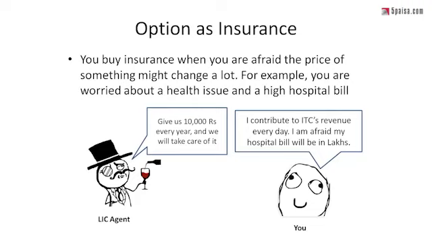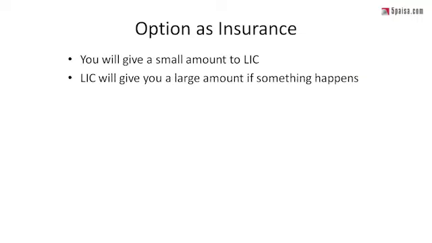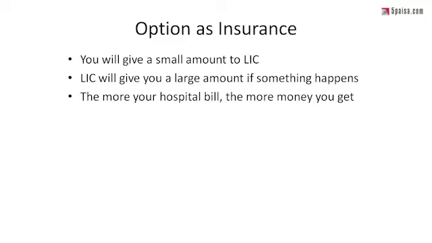You are the option buyer here because you are buying an option on your hospital bill, whereas this LIC agent is the option seller here. He's trying to sell you insurance on your hospital bill. So the LIC agent is the option seller. You are the option buyer, right? Basically you give a very small amount to LIC. That is what is happening as an option buyer, and LIC will give you a large amount if something happens, right? Hopefully nothing will happen, but the more your hospital bill, the more money you get to pay those bills, correct?